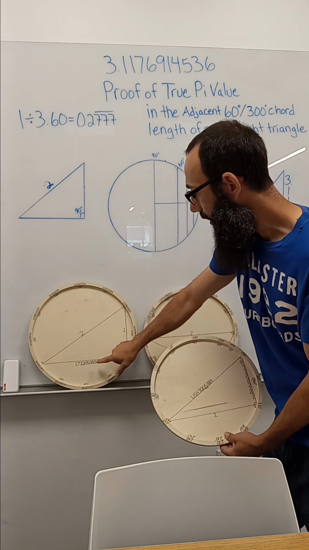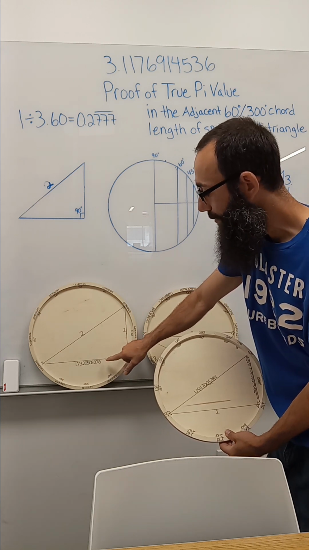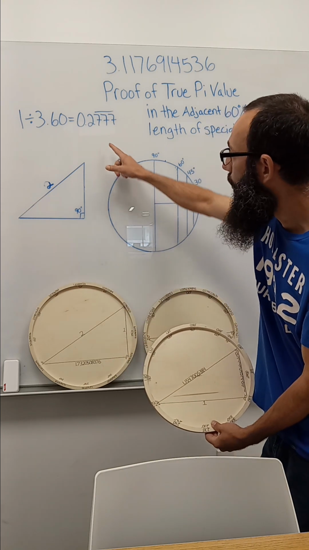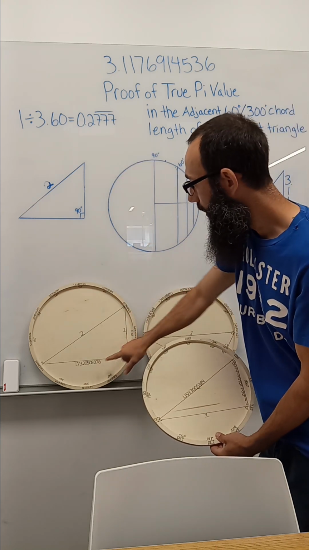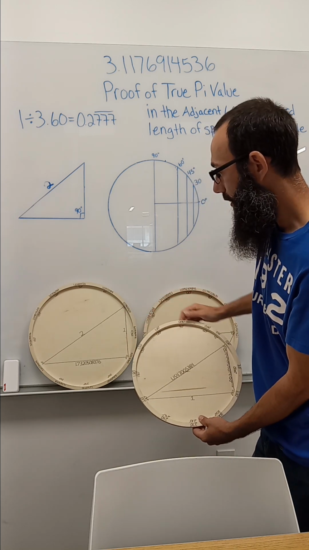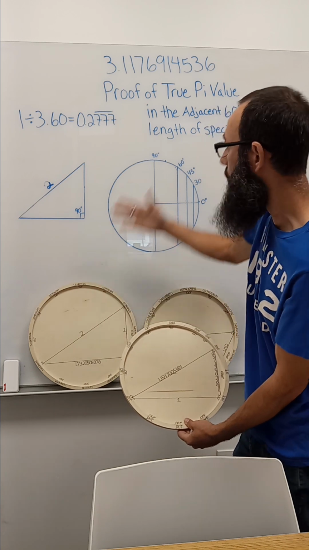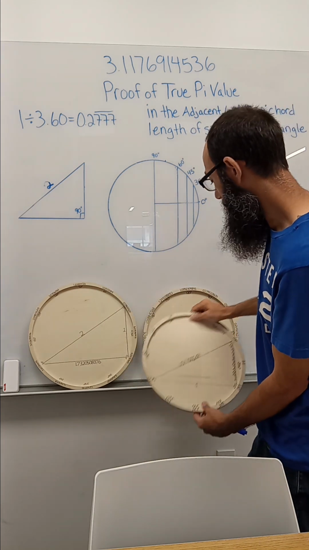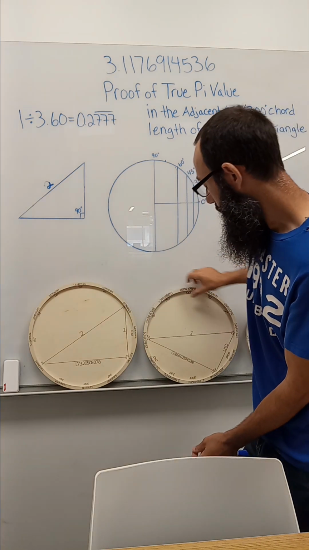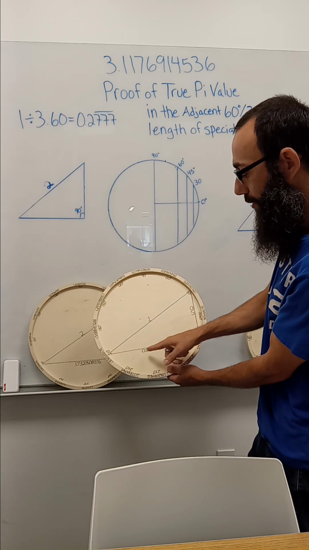But if you take this measurement right here, you can either multiply it by 3.6, or you can divide it by 0.27 repeating, and you'll get the same answer as your circumference, just as if you would take your diameter and multiply it by the true value of pi. So we'll start with the 1-inch diameter circle.